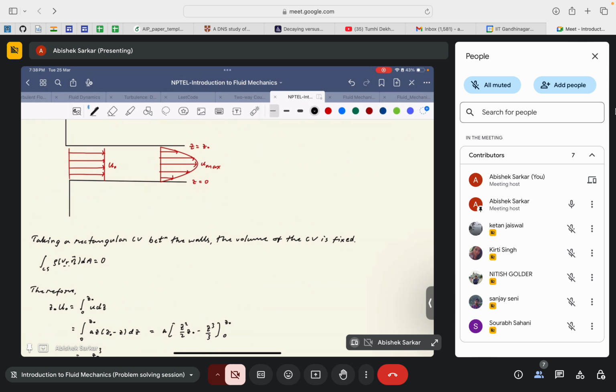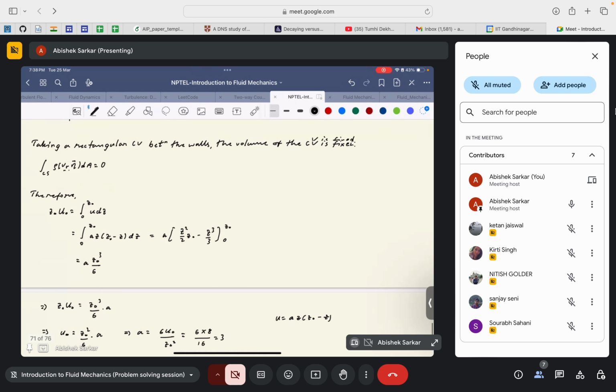You will eventually see, when we discuss some exact cases of Navier-Stokes equations, that for flow between two parallel plates the maximum velocity occurs at the midplane. So u max is at z equal to z naught by 2. That was the catch of this problem.